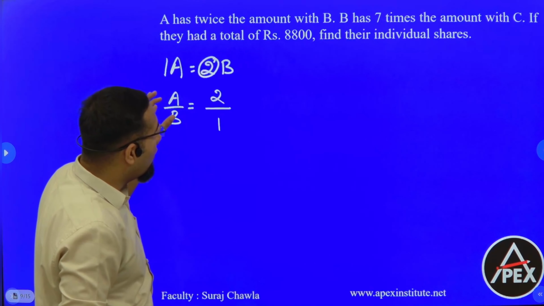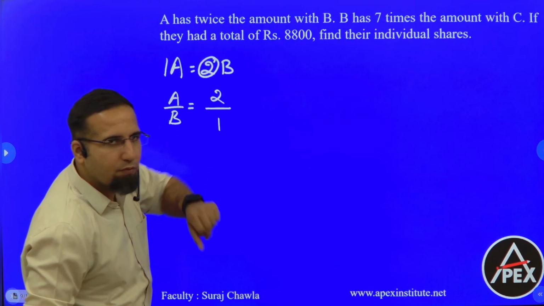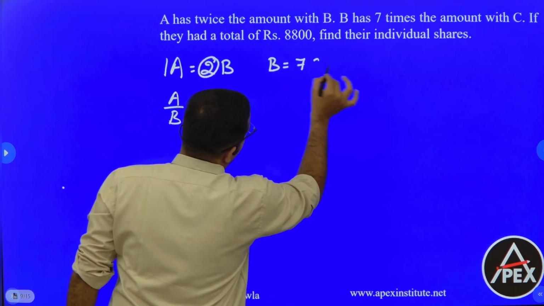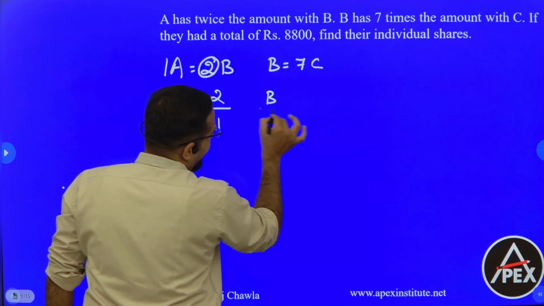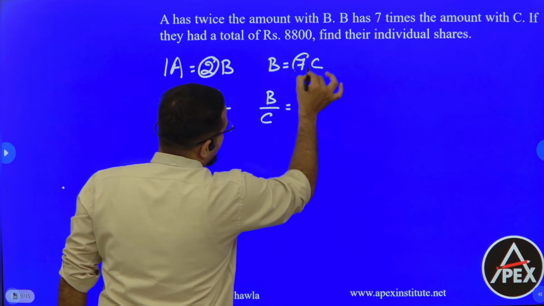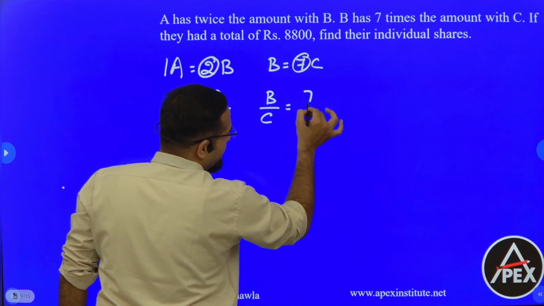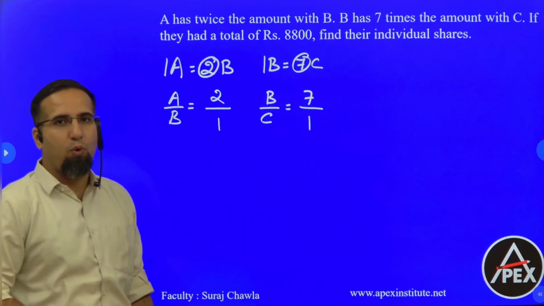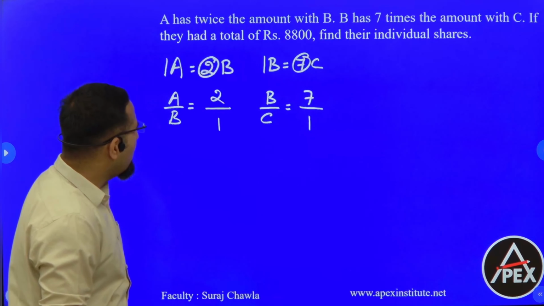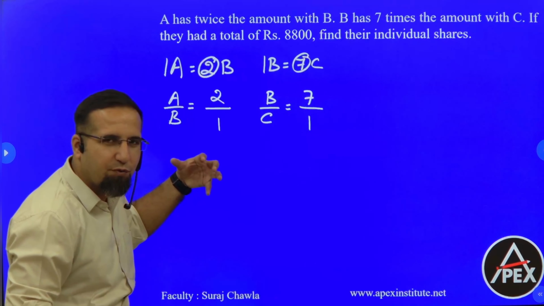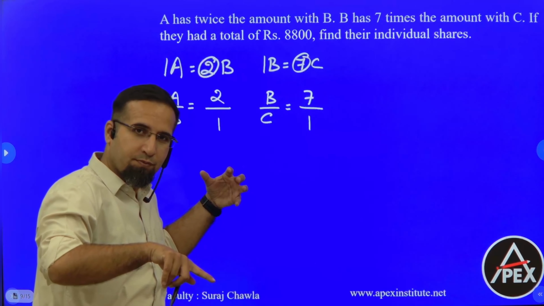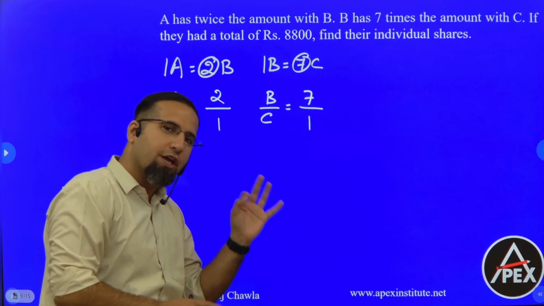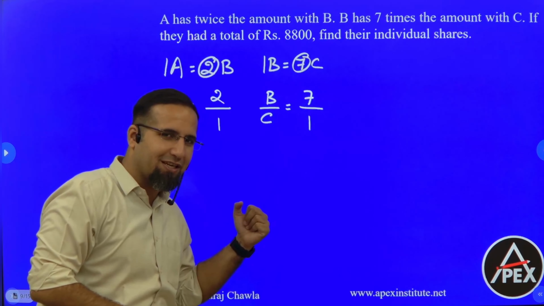Clear? Now, B has 7 times the amount with C. So let me write this as B is equal to 7C. Again the same funda, I can write B by C. The coefficient is 7 here, will cross multiply, this becomes 7. The coefficient is 1 here, will cross multiply, this becomes 1. Clear? So, what do I have here? I have A is to B, I have B is to C, which means we have regular ratios. So, if we have two regular ratios, we can merge and calculate the ratio of A is to B is to C. Now, let us see what the question is giving us.